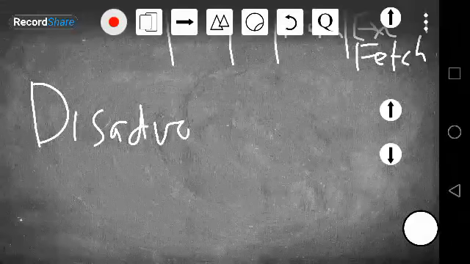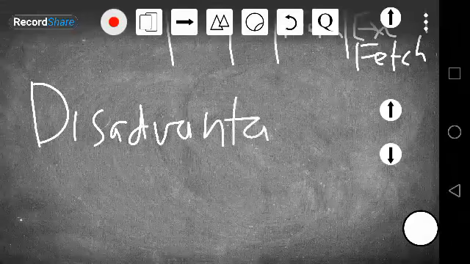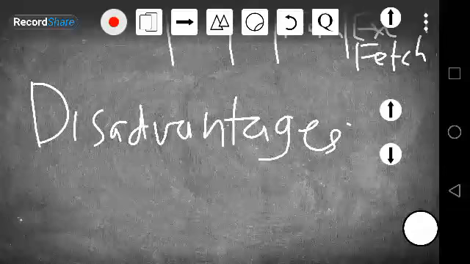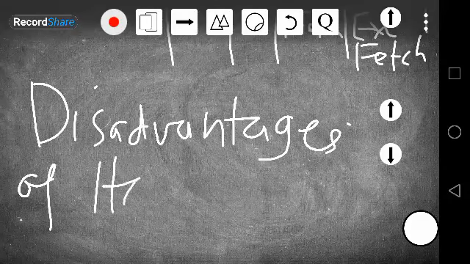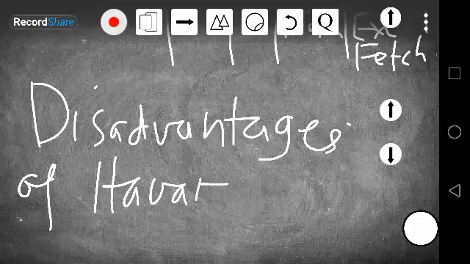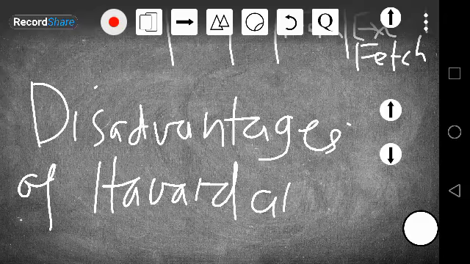Now we move on to the disadvantages of Harvard architecture. Okay, now what are the disadvantages of Harvard architecture? Let me specify, of Harvard architecture.